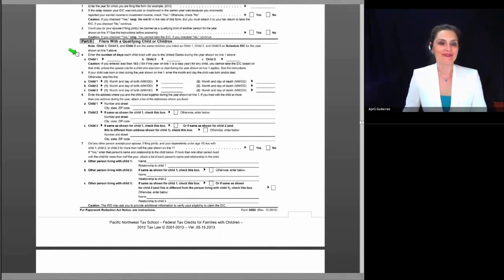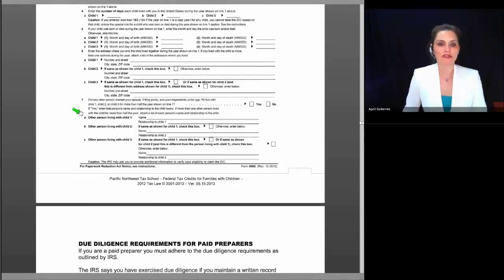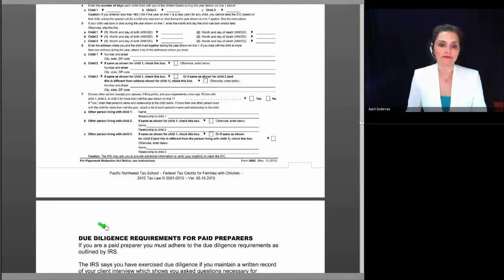And then it says, for filers who have a qualifying child or children, go through and provide the information, the number of days that each child lived with you. Then it asks, what was the child's date of birth? And where did the child live? And any other person who is living with the child other than you that might be qualifying to claim that child. They want to know who's in the household to make sure that you're providing true and full disclosure on that child.